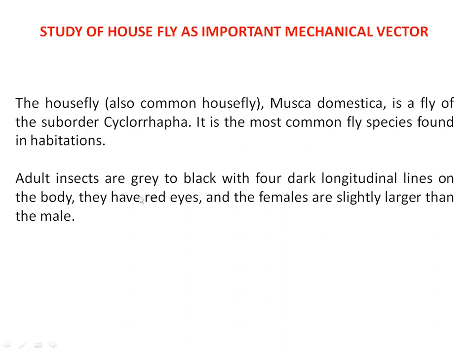The adult housefly on the back side is grey to black, with 4 dark longitudinal lines present on the body. They have red eyes as sensory structures, and the females are slightly larger than the males. Females are quite larger.